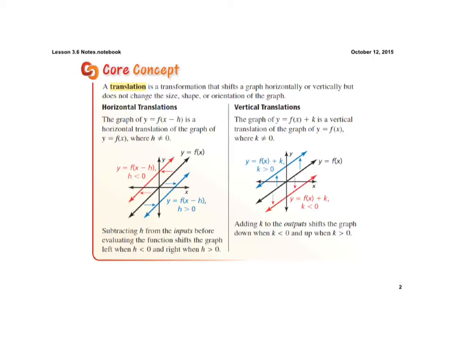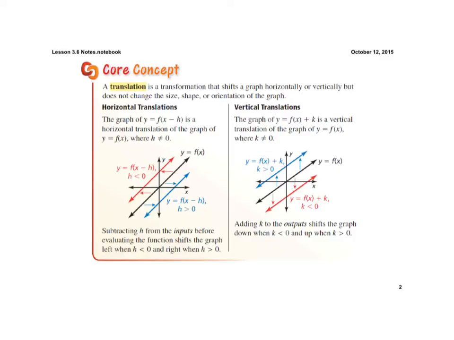A translation is a transformation that shifts a graph horizontally or vertically, but does not change the size, shape, or orientation of the graph. So first of all, horizontal translations. Again, horizontal will shift the graph either left or right. If this black line is our original function, then the red line would be shifted to the left, and the blue line would be shifted to the right. And again, we'll explain how this happens on the next slide.